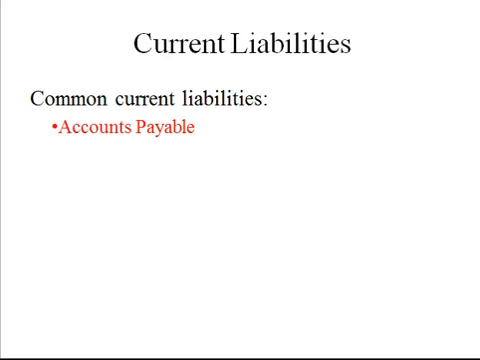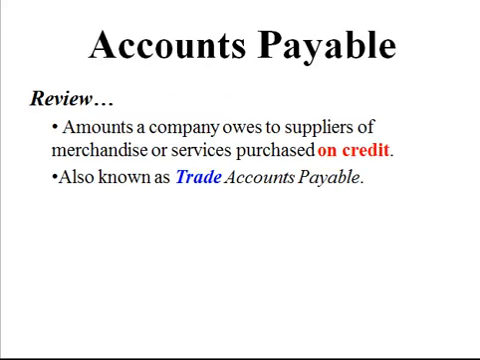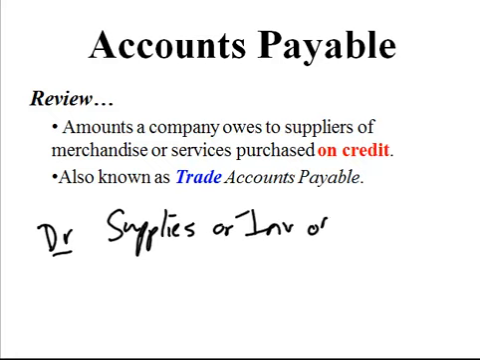Let's review some common current liabilities. Accounts payable. Recall that an account payable arises when a company owes a supplier for the purchase of merchandise or services having been provided on credit. This is also known as a trade account payable. The journal entry is to debit supplies or inventory or whatever it is we have acquired, and credit account payable, representing the obligation to make cash payment sometime in the future.